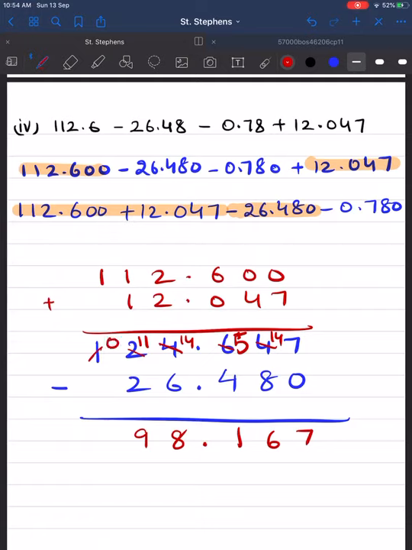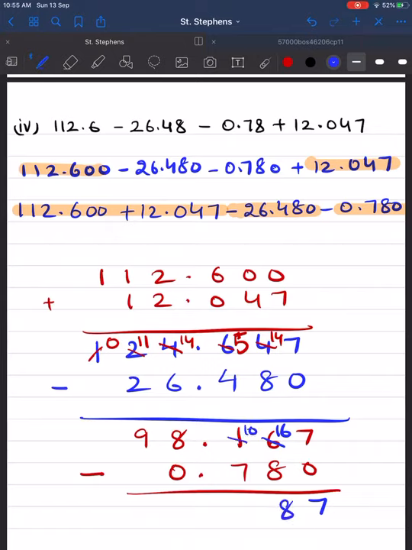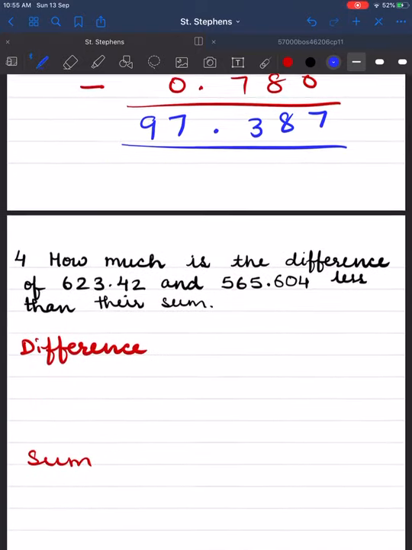So we get 98.167. Now we subtract the fourth decimal number which is 0.780. So we subtract 0.780 and here we get 7. Now 16 minus 8 is 8. Here 10 minus 7 is 3. Decimal below decimal, here we get 7 minus 0.7 and here we get 9. So it is 97.387.